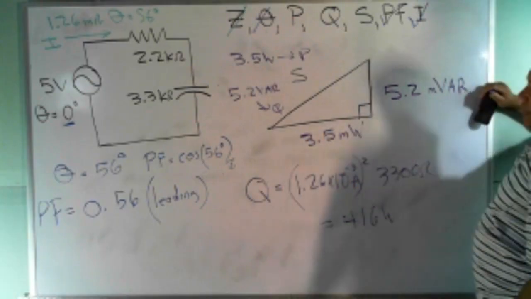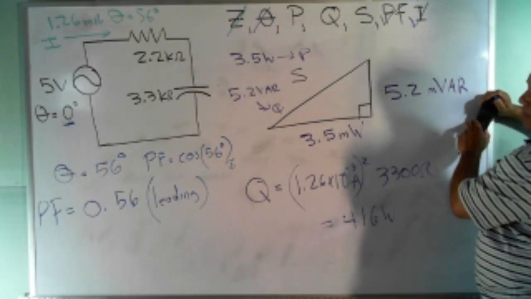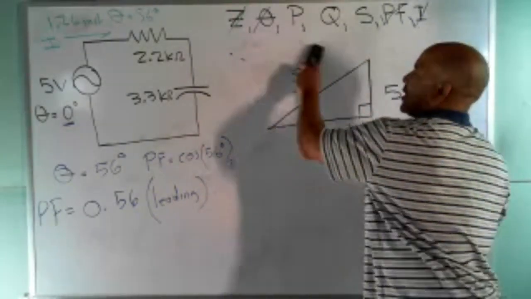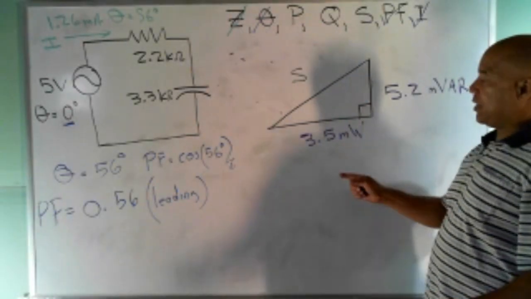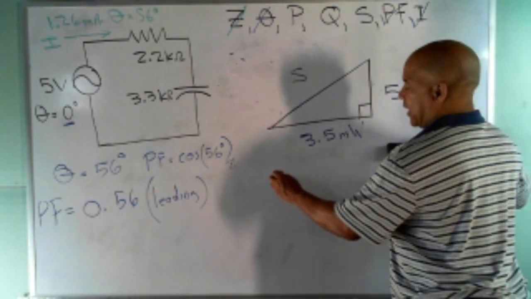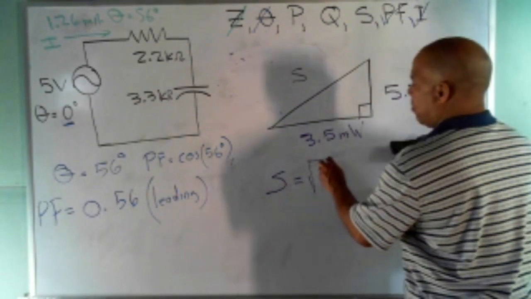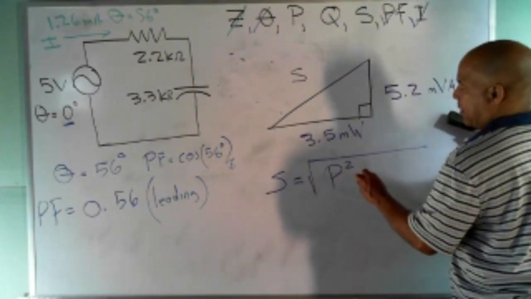milliwatts. Is that what we're going with? Yeah, I'm with him on that. Okay. And so now to find, remember, you can't just multiply this times this like you do in DC. Here is what you have to do to find S. S is the square root of P squared plus Q squared.